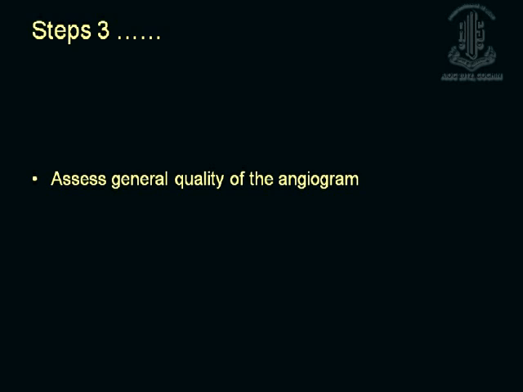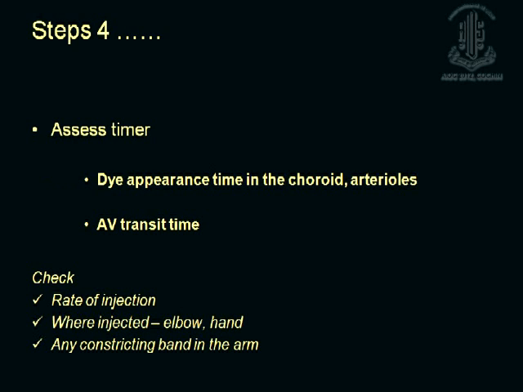Assess the general quality of the angiograms. If the quality of the angiogram is not too good, you have to be cautious with your findings. You may be missing things. The dye may not be adequately injected rapidly enough. Assess the timer settings. Timers are useful in only very, very few cases, not in all cases. You need to know if there is a really delayed filling of arteries, veins. This gives you some idea. And here you should know how rapidly the dye is being injected, where it is being injected, whether it's injected in the dorsum of the hand or in the elbow. All this matters.